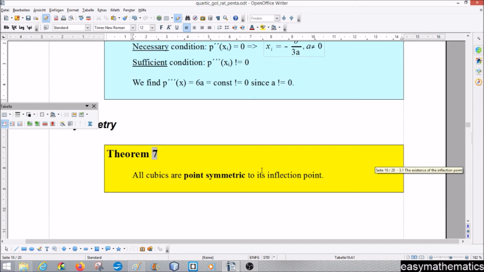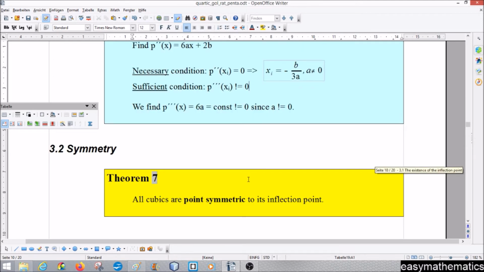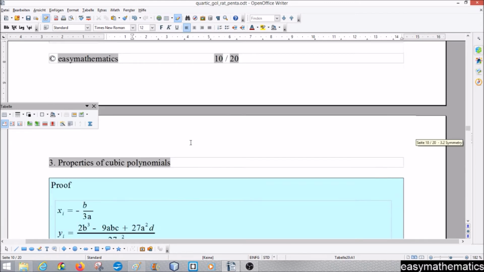Now the symmetry is also very interesting. All cubics are point symmetric to their inflection point. How to prove this?